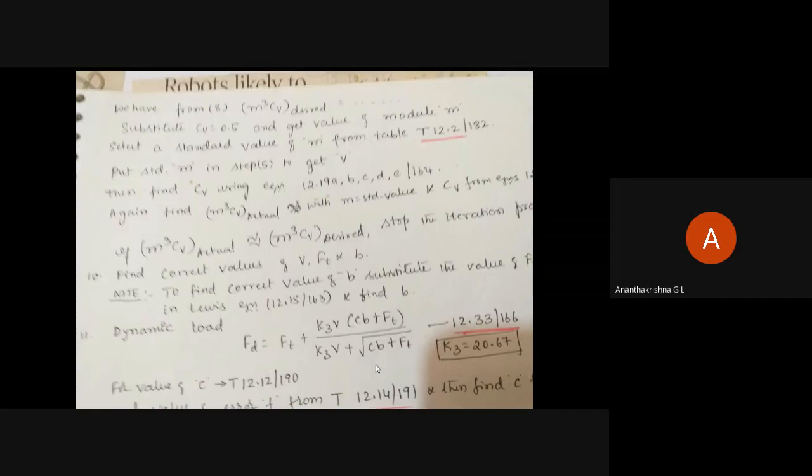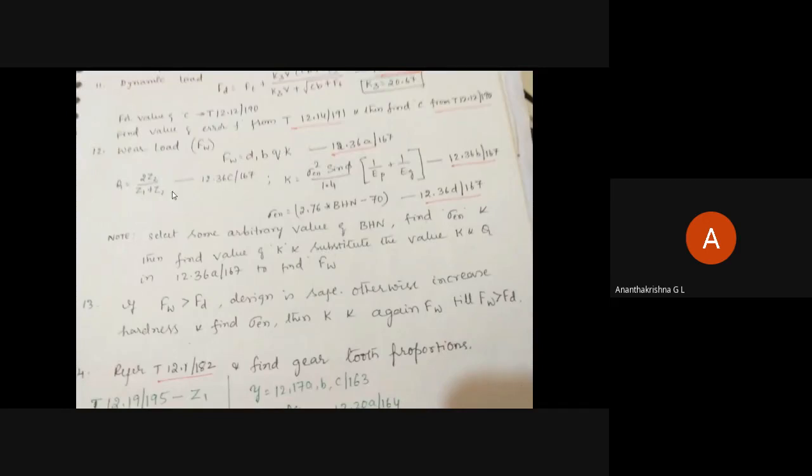Go to the dynamic load equation, get the value of the dynamic factor C. That is by taking the error. So how will we take the error? By knowing the velocity, go to error, find the error, then go to table 12.12. Then look for the combination of materials of pinion and gear, get the value of C, substitute, and get the value of dynamic load.